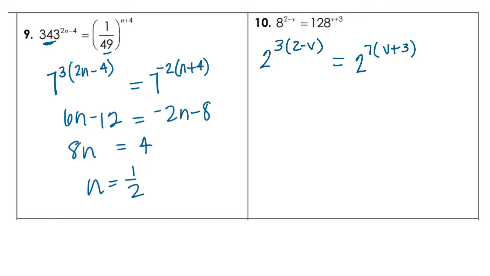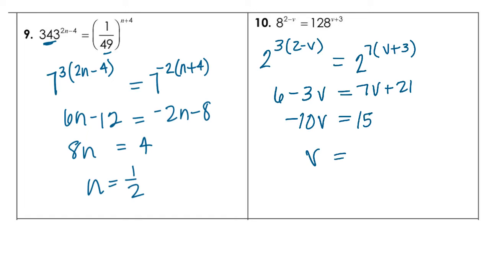So again, our distributive property, so we're going to have 6 minus 3v equals 7v plus 21. We're going to subtract that 7v over, so I have negative 10v, and I'm going to subtract 6 over, so that's going to give me 15. And so it looks like for v, we're going to have negative 3/2 after you reduce it.